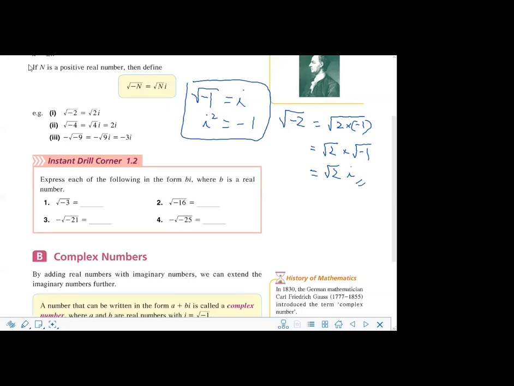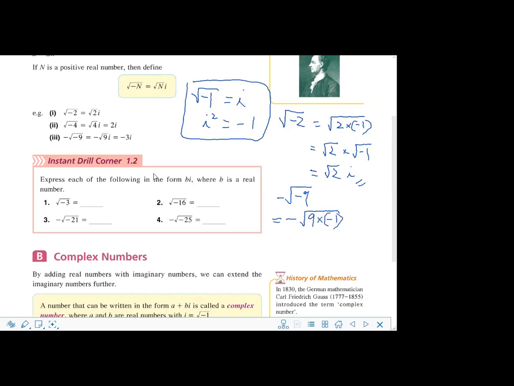Let me do another one, the third one: negative of the square root of -9. Don't cancel the double negative here, because one negative is outside the square root and the other is inside the square root. They cannot be cancelled by each other. So we just keep the negative sign outside the square root unchanged, and do the steps inside the square root.